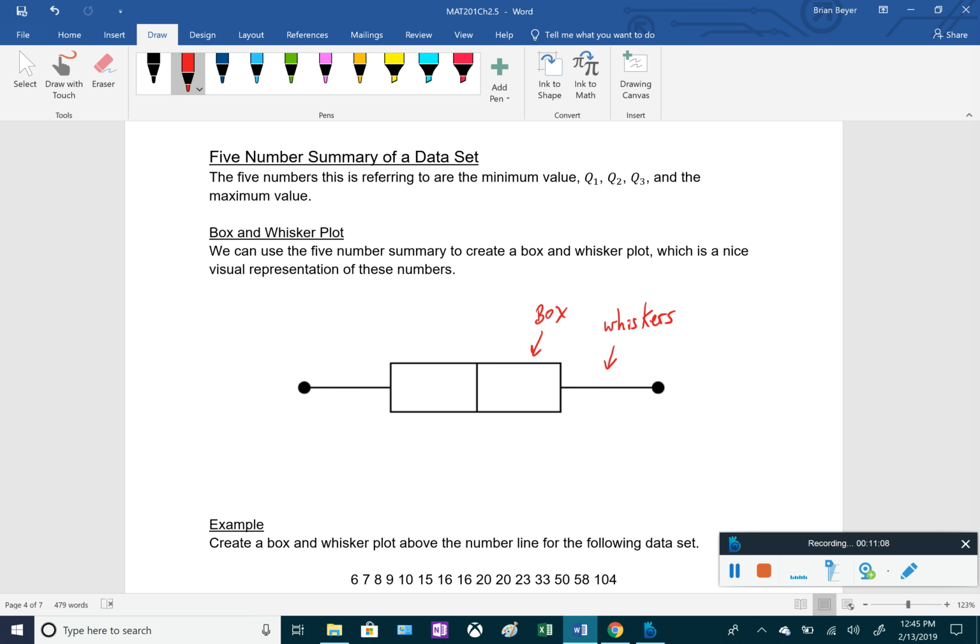So the 5 numbers here, the minimum value is going to be all the way over here on the left. Q1 is going to be the leftmost part of the box. Q2, the median, is going to be the center line in the box. Q3 is the rightmost line in the box, and the max value is all the way over here at the endpoint.